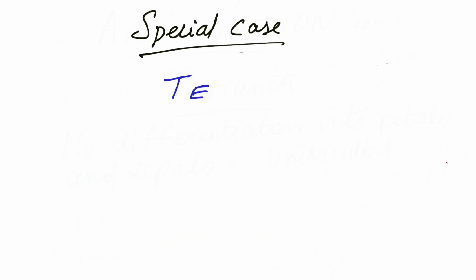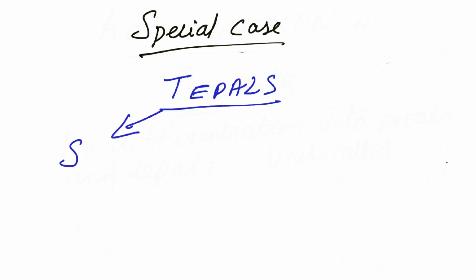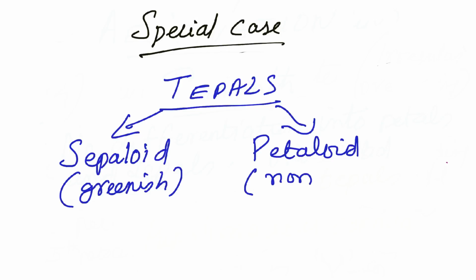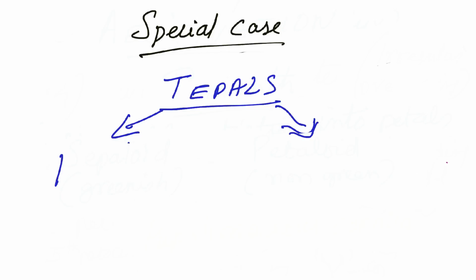And tepals can be divided on the basis of two criteria. The first is based on color. If the tepals are colored green, we call them sepaloid. Note the point: greenish tepals are called sepaloid. And if they are colored other than green, we call such tepals petaloid. So non-greenish tepals are called petaloid.